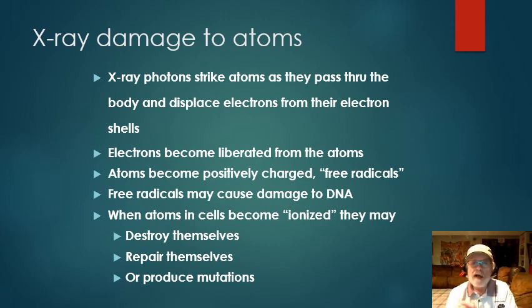Now they become positively ionized, and as a result the body does a couple of things to those ionized atoms. Number one, the atoms in the cell may be destroyed. They just may be eliminated. The cells may repair themselves. Or the cells may say, you know what, I could live with this, but I don't know what's going to happen down the road, and it creates mutations. So when X-rays hit the atoms and displace the electrons, the atoms become positively charged, or free radicals. It causes changes to the cells in the DNA.